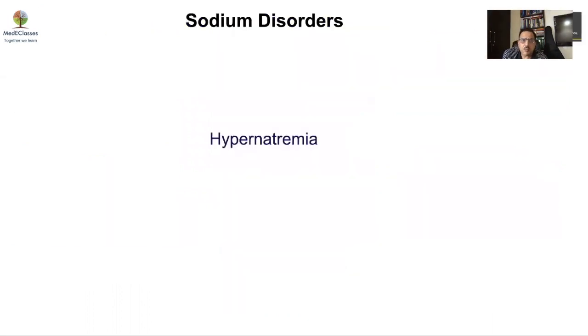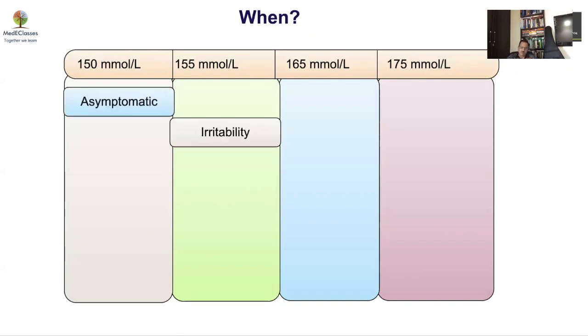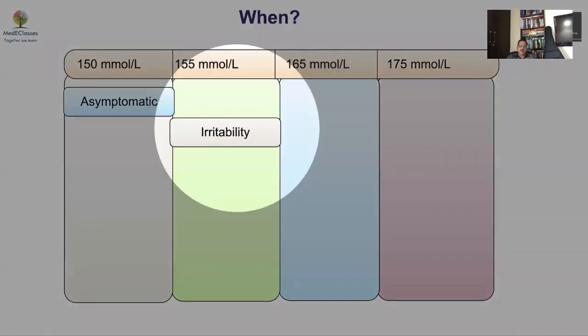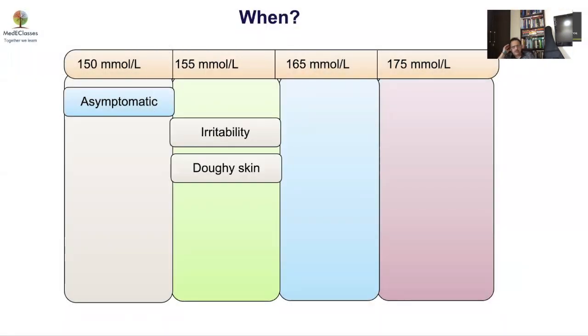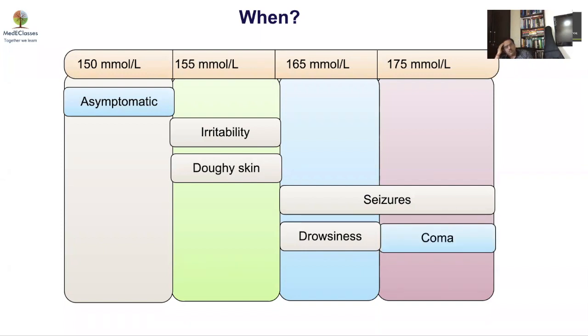Now we'll touch base on hypernatremia, which is rare but can be life-threatening. And we know that the symptoms will also depend upon the level of sodium. Beyond 150, 155, we tend to have symptoms mainly initially as irritability. So this is cell shrinkage, doughy skin. They will not look that dehydrated because the sodium levels are high. Seizures typically beyond 165, drowsiness beyond 165, and coma beyond 170.